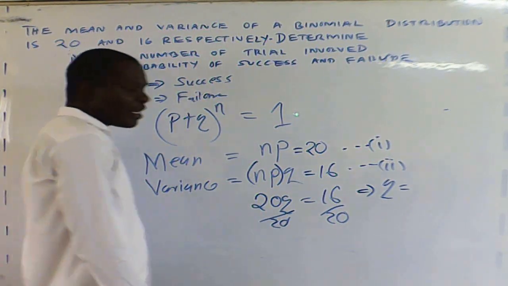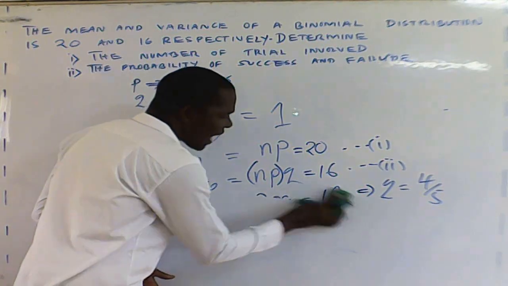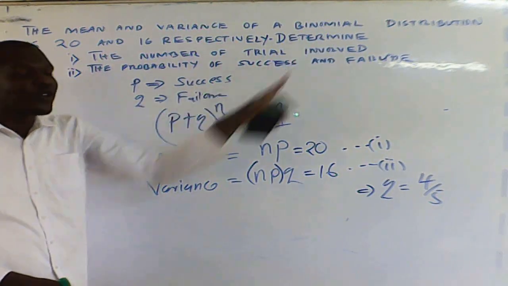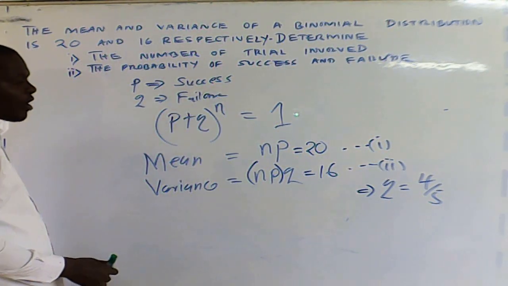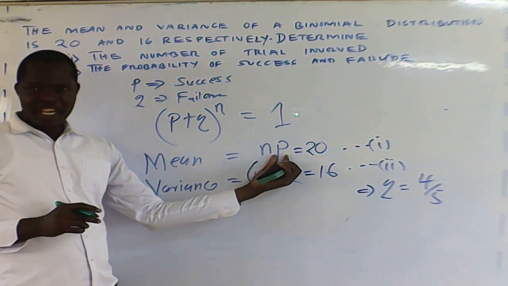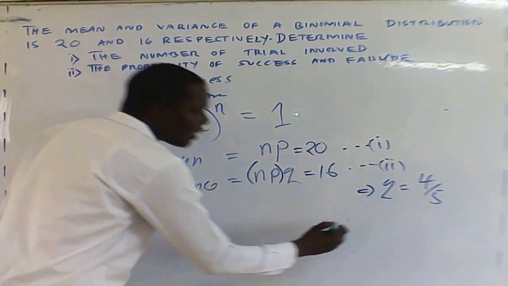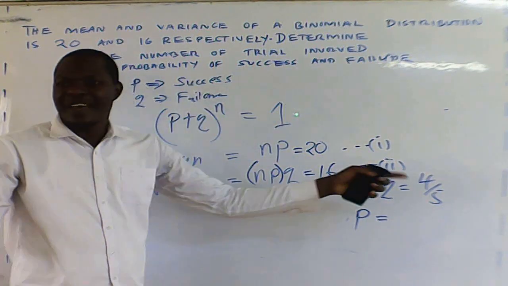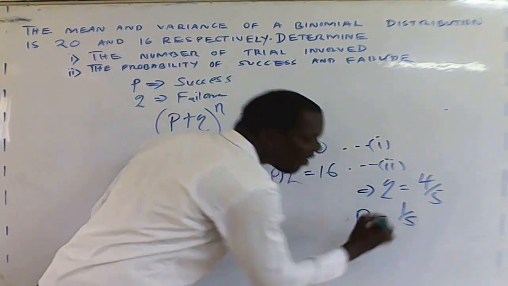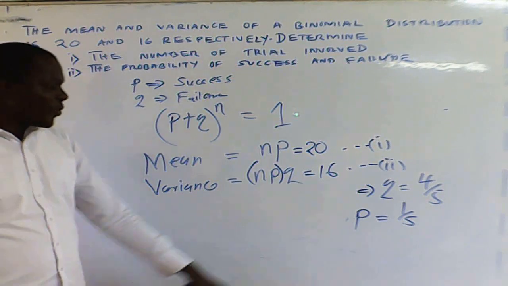So what is 16 over 20? 4 over 5. So if Q is 4 over 5, what do you want? The first thing you want is the number of trials involved, n. For you to get n, we need to get P. You can see NP is 20, and what is P? The range of probability measure is 1. So if Q is 4 over 5, then P is 1 over 5, because in binomial there are only two possibilities, so P and Q must add up to 1.